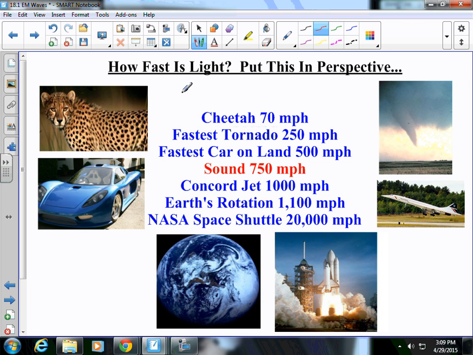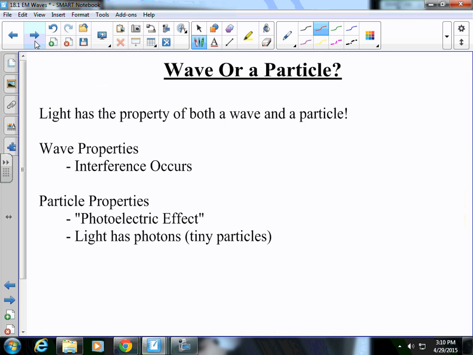Now, we've talked about this before. How fast is light? A cheetah is 70 miles per hour. A tornado, 250, all the way to the space shuttle, 20,000 miles per hour. Light travels at 186,000 miles per second. We're talking miles per second. That's how fast light is, and that's how fast all of these electromagnetic waves are.